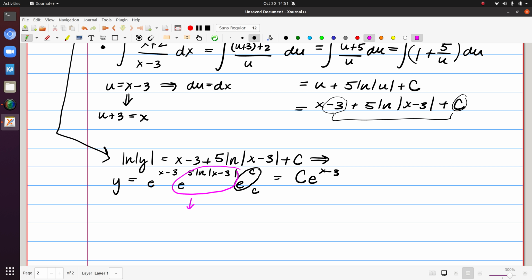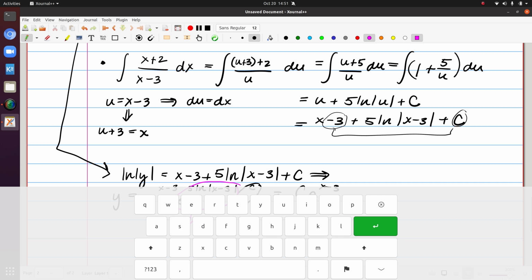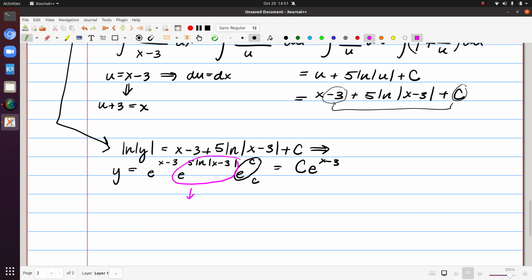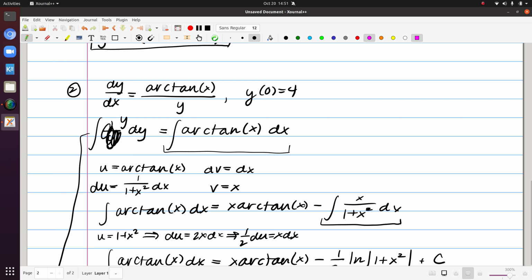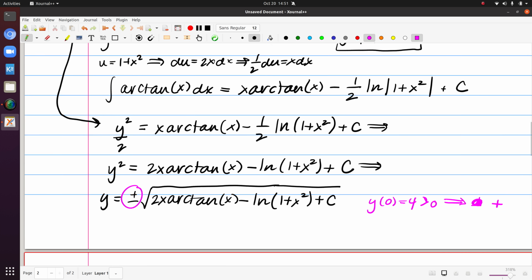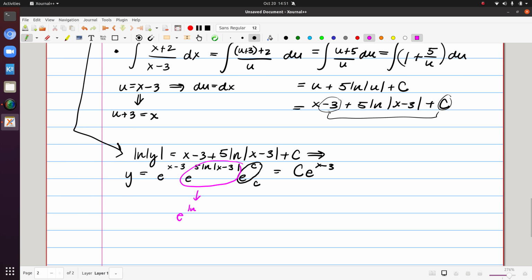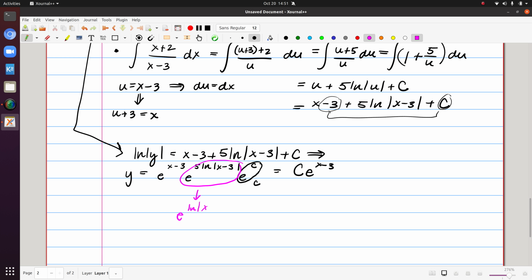That's the same thing if you think of our log properties. That multiplier of 5 could be brought inside so that it's now e to the natural log of x minus 3 raised to the power of 5. And the reason that this is preferable is that this now simplifies to just x minus 3 raised to the 5th power.